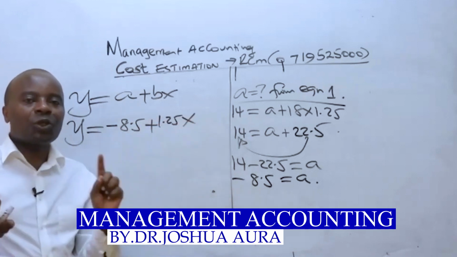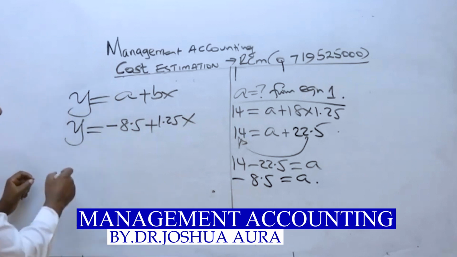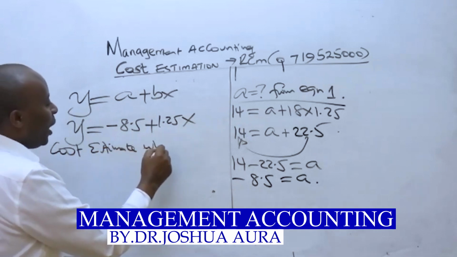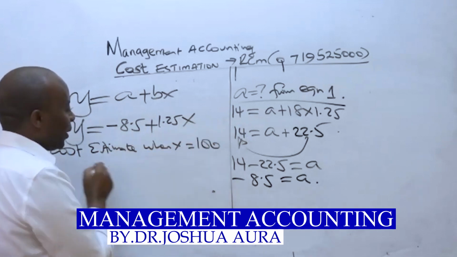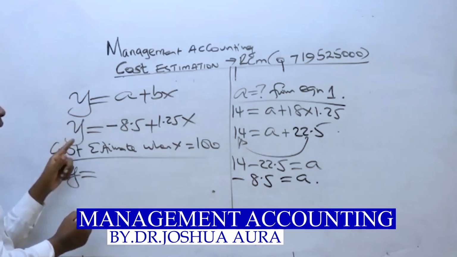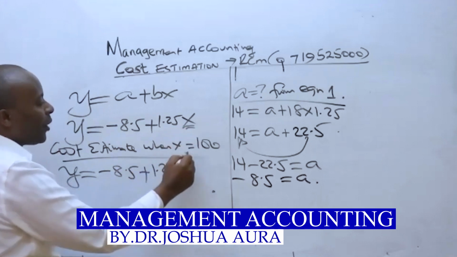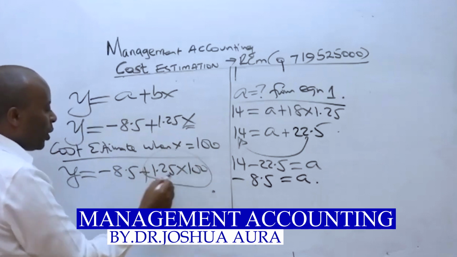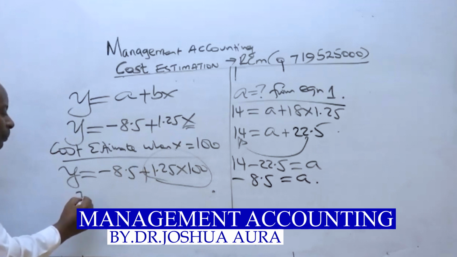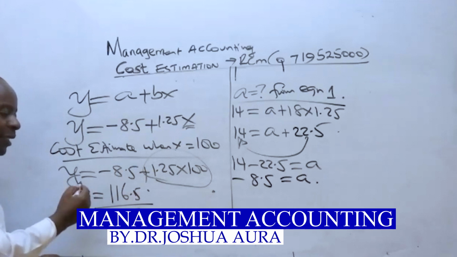So I have got a relationship between Y and X. And don't forget that this examiner wanted us to give them the cost estimate when X equals 100. So I'll simply use the equation the way it is. My Y will be minus 8.5 plus 1.25 times X, which is 100. So this is 125 minus 8.5. Could you kindly give me that figure? 116.5. And that is the answer.